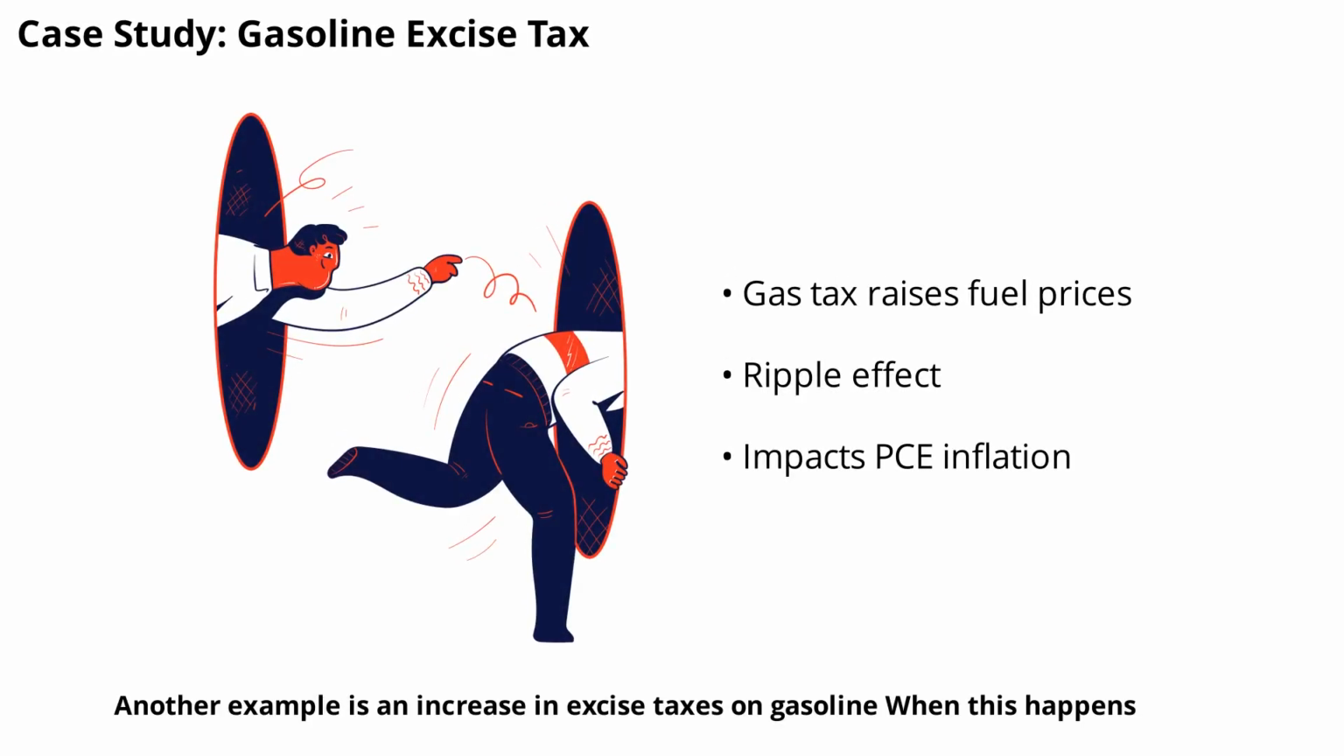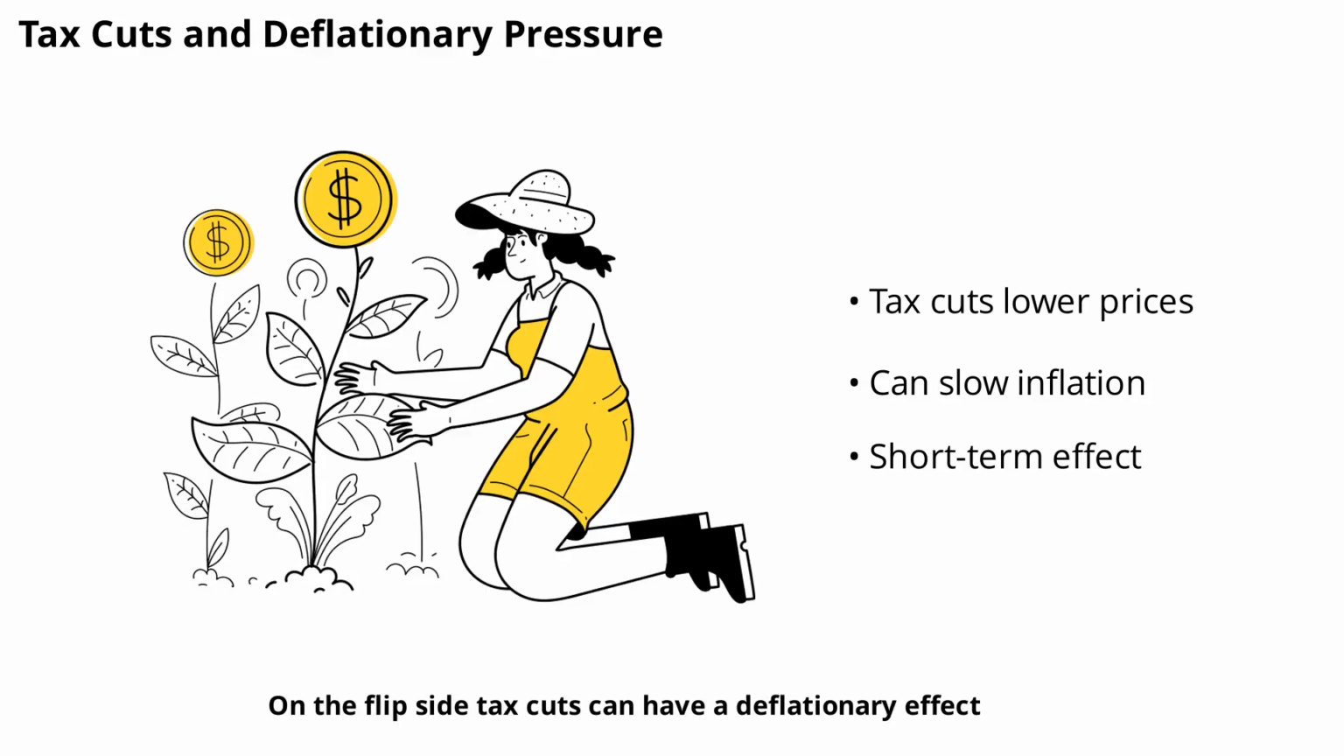Another example is an increase in excise taxes on gasoline. When this happens, fuel prices rise, which can push up transportation costs and indirectly the prices of other goods. This ripple effect can be seen in PCE inflation, especially if transportation is a significant part of household spending. On the flip side, tax cuts can have a deflationary effect, especially if they reduce the cost of goods and services. For example, a temporary sales tax holiday can lower prices and slow inflation, at least for a short period.